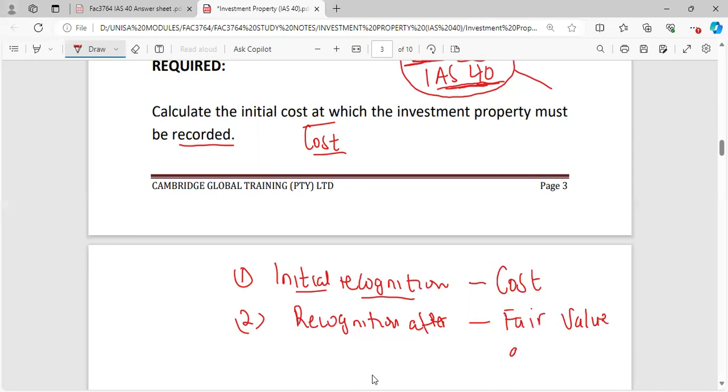Remember, we say we can measure using the cost model or the fair value model. So most of the investment properties, based on your FAC3764, but you'll see when you do your CTA that there's something that is going to be added. But based on FAC3764, most of your investment properties are measured at fair value, which means you look at the fair value adjustment.